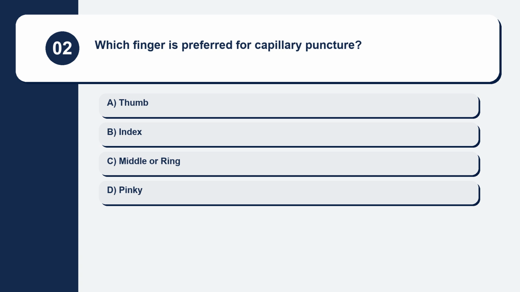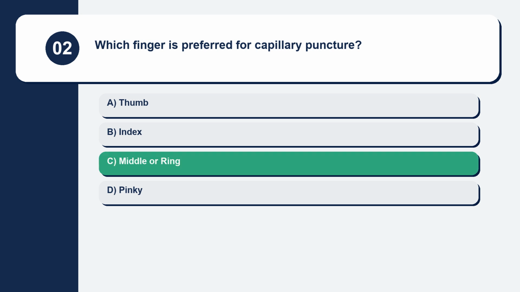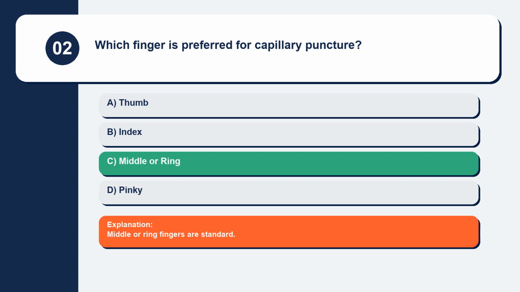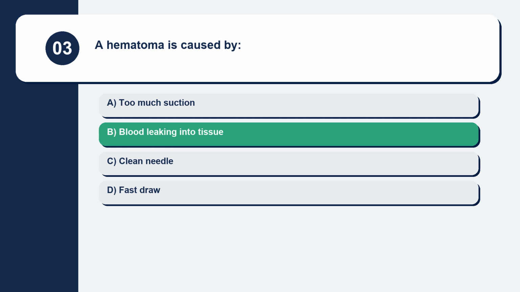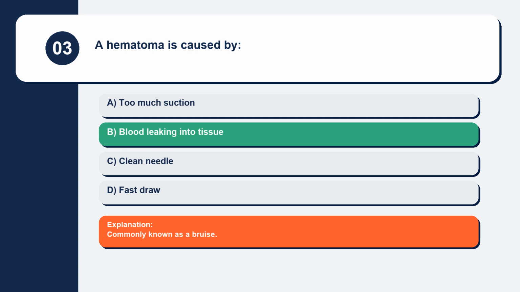Question 2. Which finger is preferred for capillary puncture? Thumb, index, middle or ring, pinky. Middle or ring fingers are standard. Question 3. A hematoma is caused by too much suction, blood leaking into tissue. Clean needle, fast draw. Commonly known as a bruise.